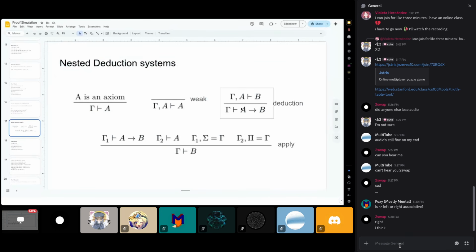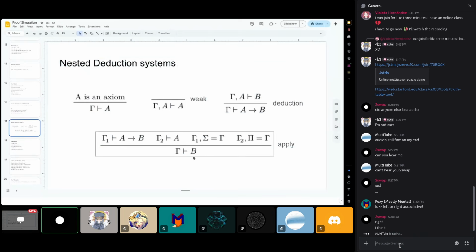This rule here is called deduction. If from this context with this assumption you can derive B, then from this context you can derive A implies B. And then the last rule, which looks kind of gross, is if you have a context where you can derive A implies B, and you have another context where you can derive A, and the first context is a prefix of this big context, and the second context is also a prefix of this big context, then from the big context you can derive B.